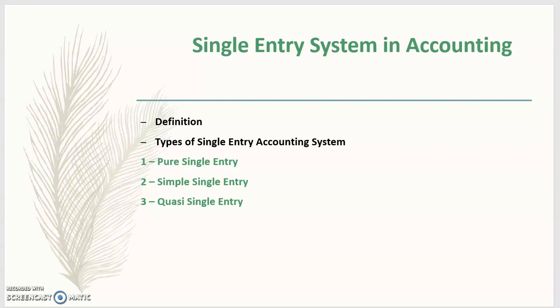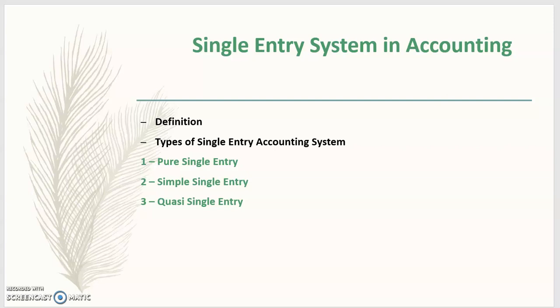What are the types of single entry system? There are three types of single entry system. The first is the pure single entry system. Under this system, only personal accounts are kept. No records are kept for real accounts or nominal accounts. So in case of pure single entry system, only the transactions related to personal accounts are recorded. No real and nominal accounts are kept.